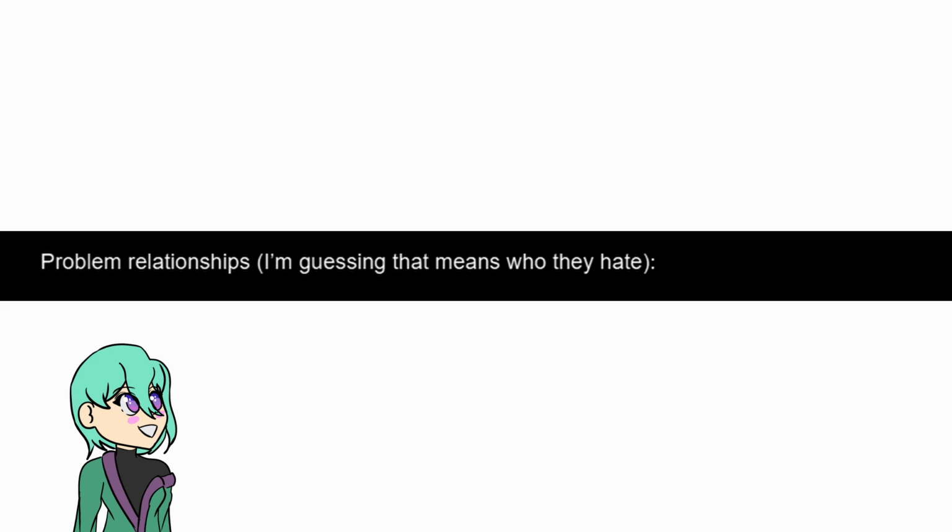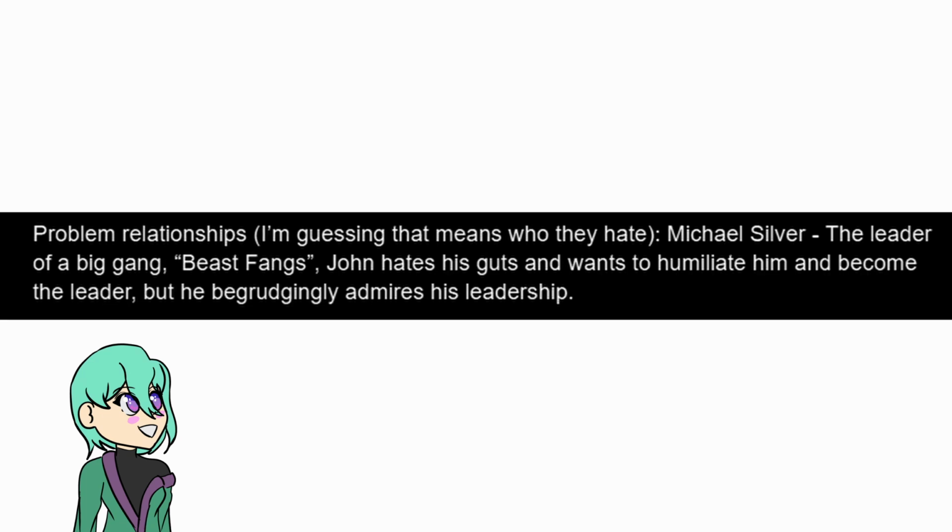This one is kinda confusing, but from what I'm understanding, it just means who they hate. But personally, I'd only put people the character has met, so I wouldn't put Elizabeth Pendragon here, as they never met. I'll say he hates Michael Silver, the leader of the powerful gang Beast Fang. He will stop at nothing to try and humiliate Michael and strip him of his leader position, although he does respect his ability to gather and command so many people.